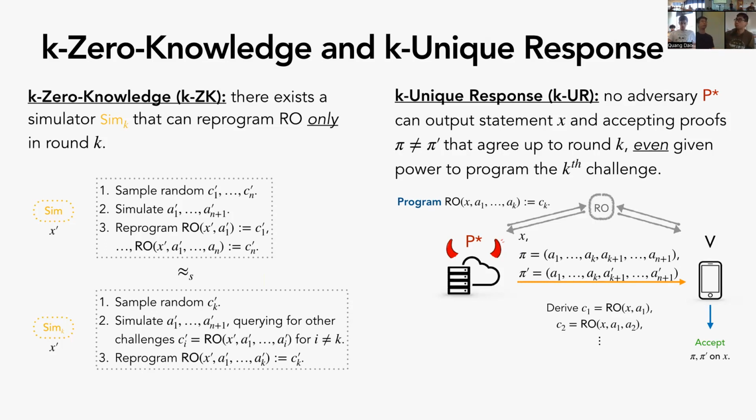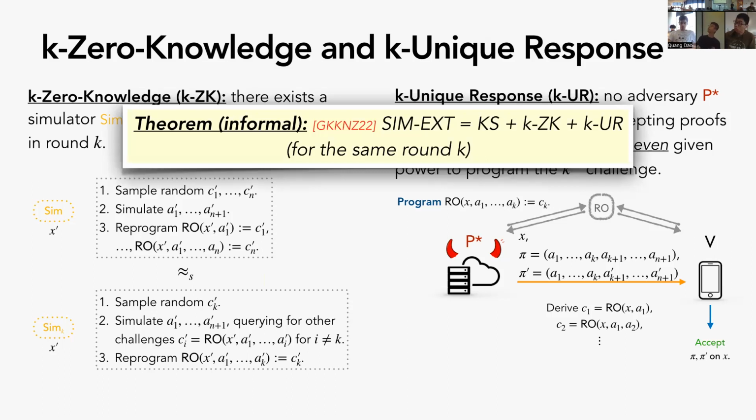Okay. So with these 2 notions now defined, I will state the theorem from previous work that shows SIM-EXT is exactly equal to having knowledge soundness plus having KZK and KUR for the same round K. So this is for any K, right? Yeah, if you can find your underlying scheme to satisfy it for any K, for example K equals 1 or 2. Usually there's only one choice of K that works. Oh, okay.